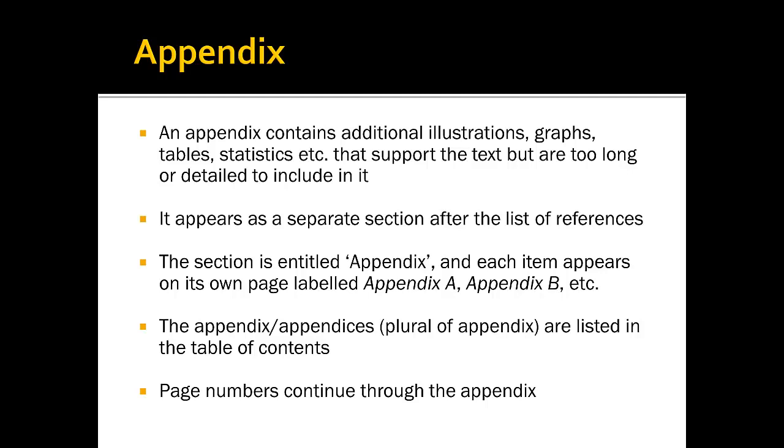And page numbers continue right through the appendix. So page numbers start on the first page of the introduction and go all the way through to the end, and they'll be 1, 2, 3, 4, 5, etc. But the pages before the introduction, so they're the preliminary pages, the abstract, letter of transmittal, and those things, they are numbered with Roman numerals, so i, ii, and so on.